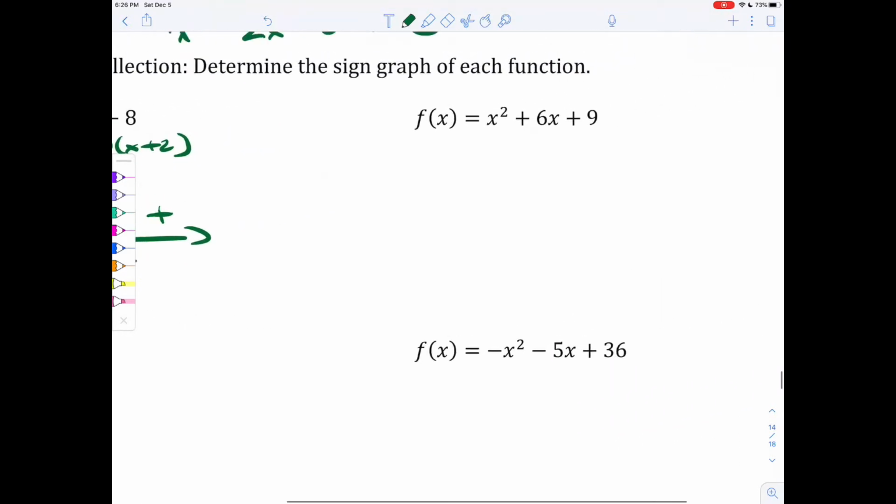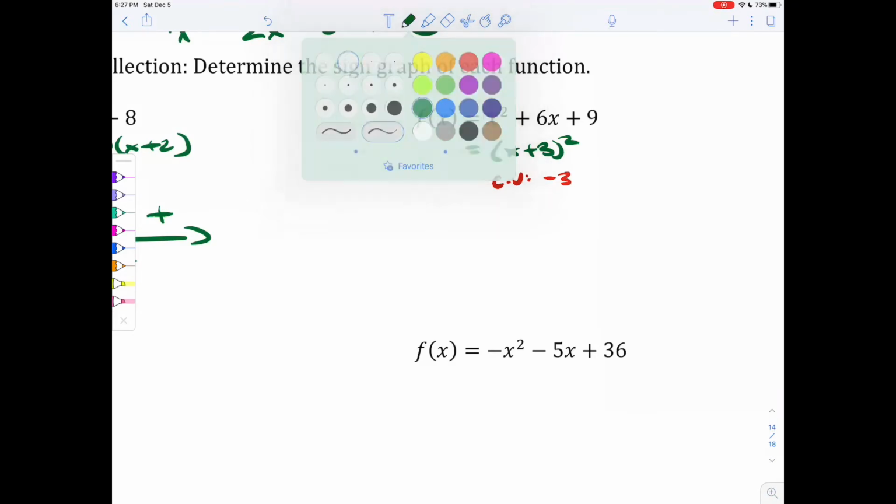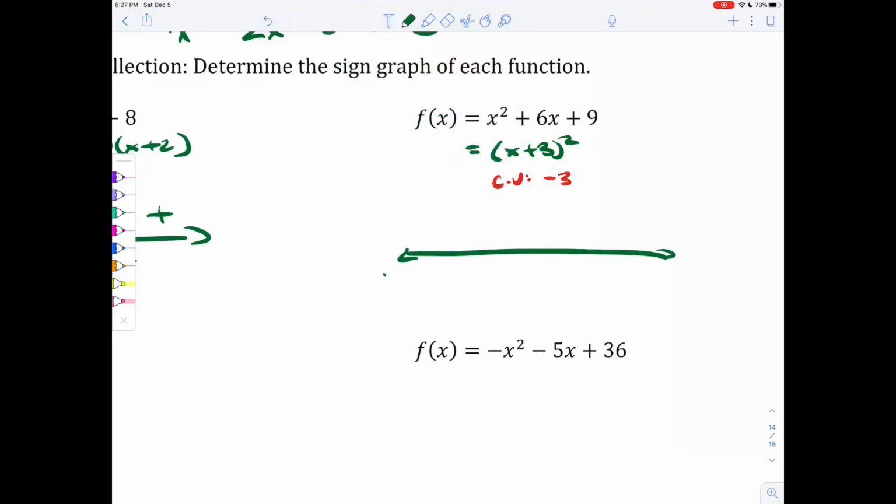Over I go here, this thing is just x plus 3 squared. So we've only got one critical value, and that's at negative 3. Plotting this thing, here's x, here's f of x. There's only one critical value. When x is negative 3, f of x is 0. And this thing being upward opening again, because that positive lead means that we're positive at each end.